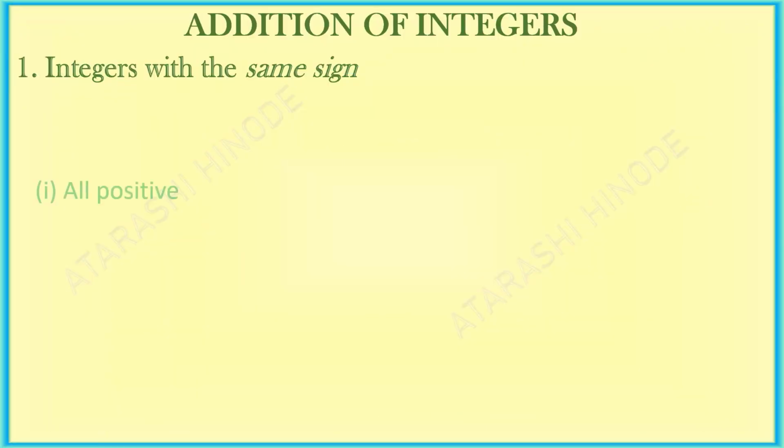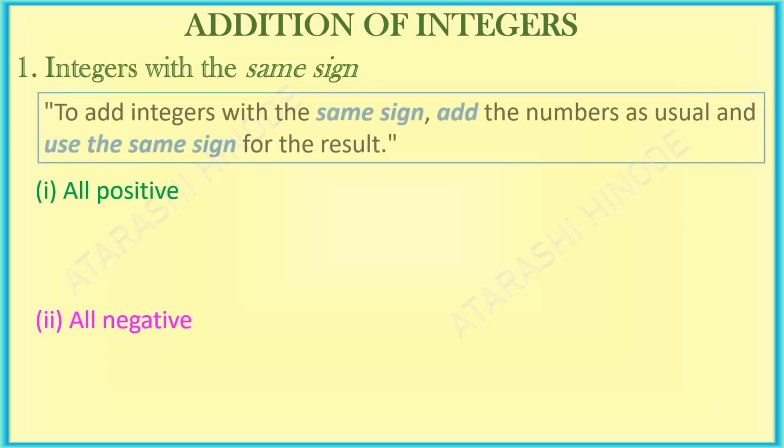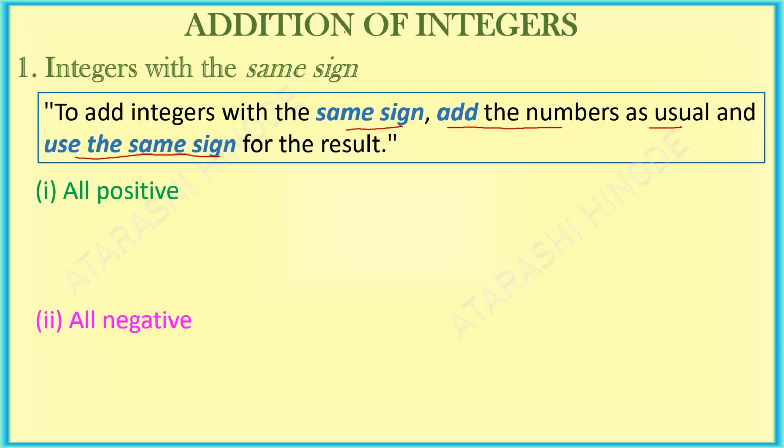Here also there are two cases. Integers to be added can be either all positive or all negative. No matter whether the numbers are all positive or negative, what we have to do is just add the numbers and put the same sign for the result.